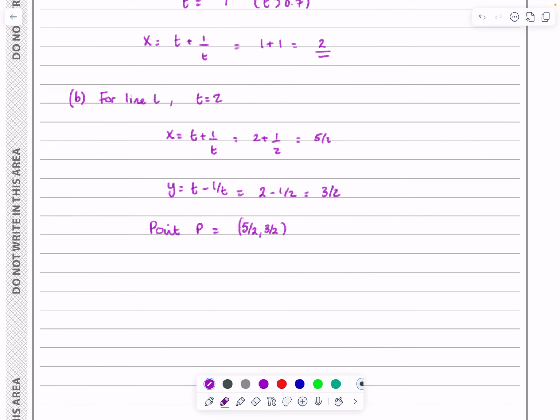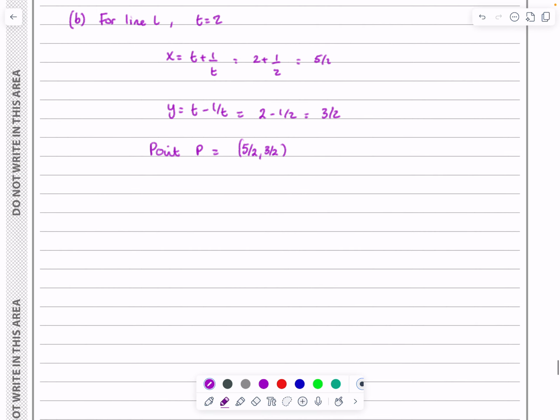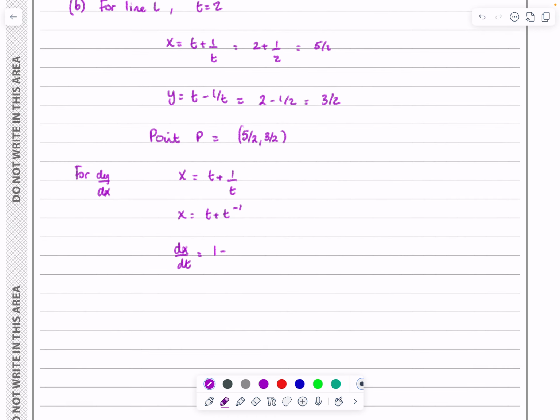So now what I want is the gradient, and if I want the gradient, I need dy by dx. Let's say this for dy by dx, because that will give me the gradient. I've got it parametrically, haven't I? So I've got x equals t plus 1 over t, or in other words, x equals t plus t to the minus 1. dx by dt is going to be differentiating that. So differentiating that gives 1, and then remember t to the minus 1, multiply by the power, take 1 off the power, is going to give me that.